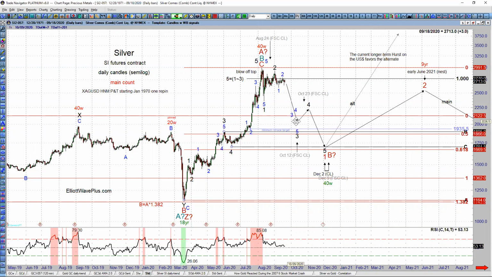Depends on the US dollar, of course. But this could be a very bearish phase for silver, moving down into a major buying opportunity late in the year.